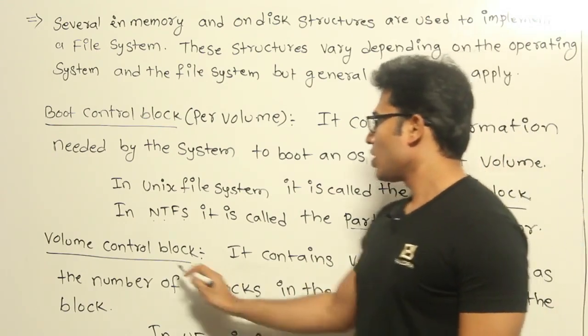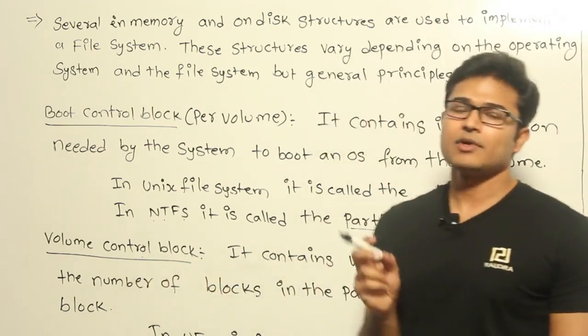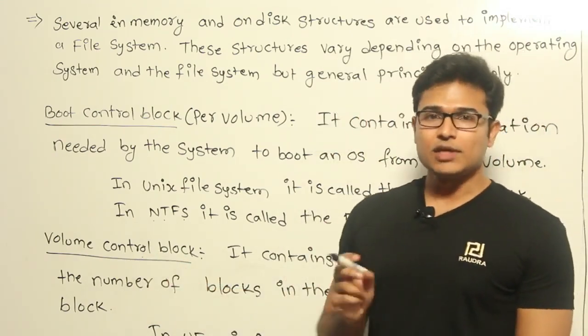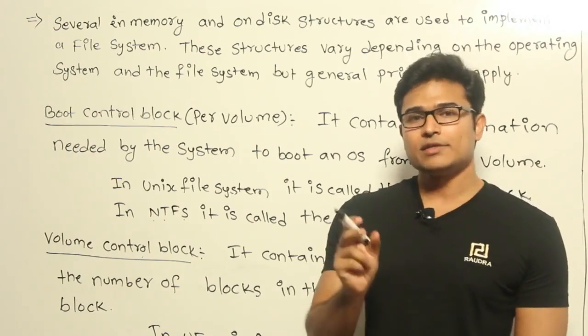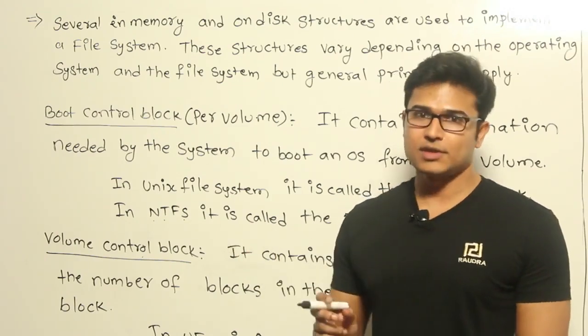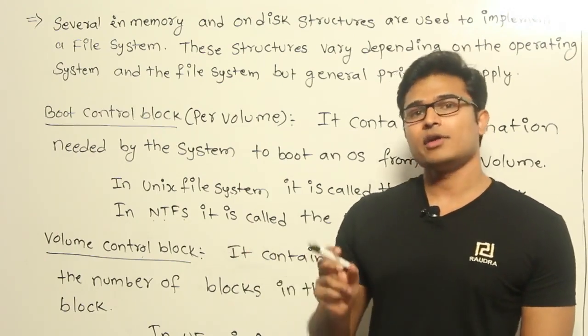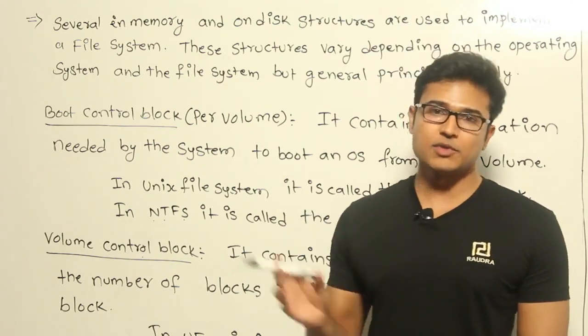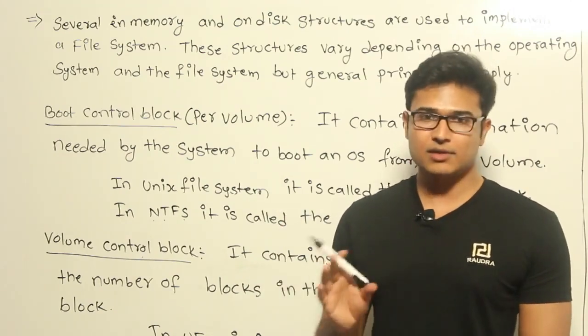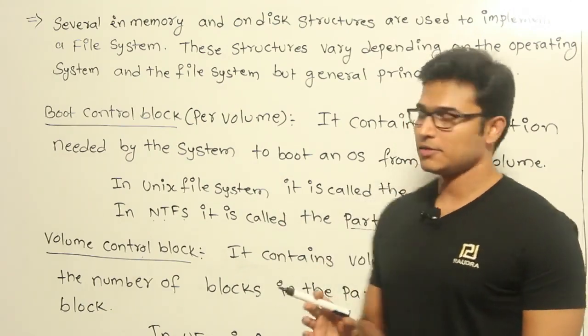And the next one is volume control block. See, the main purpose of any file system is to keep track of which file is mapped to which blocks in the hard disk, right? And what are the free blocks. So all this information has to be stored by the file system. That is the main purpose of the file system.